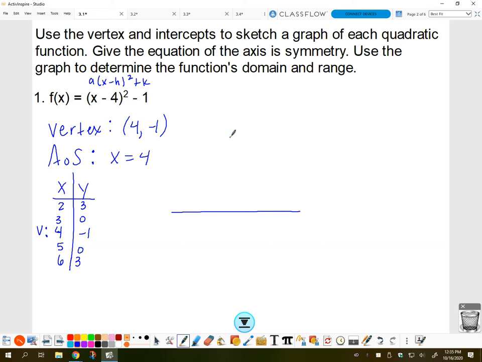Alright, so then to graph, let's see. We have a point at (2, 3). We have a point at (3, 0). We have a point at (4, -1), (5, 0), and (6, 3). And that is going to make this quadratic.